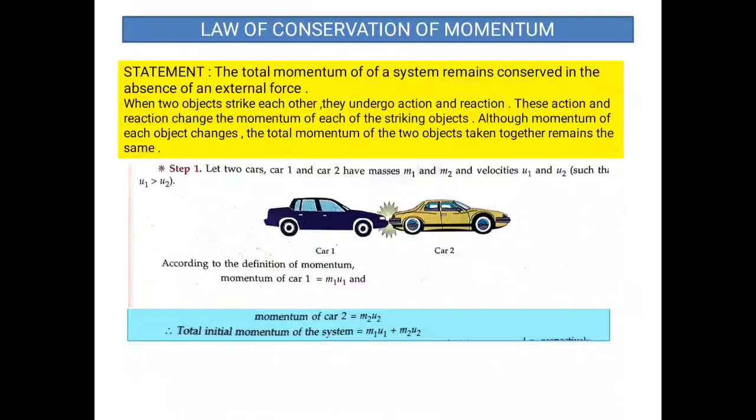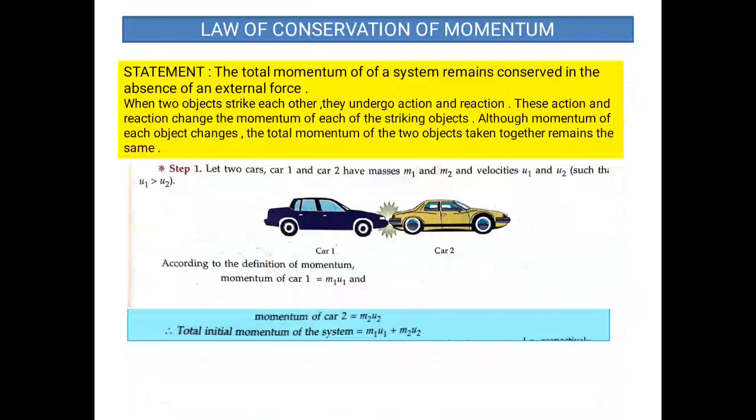Now dear students, the law of conservation of momentum. Try to learn the statement. The statement is: the total momentum of a system remains conserved in the absence of an external force. When two objects strike each other, they undergo action and reaction. This action and reaction change the momentum of each of the striking objects. Although the momentum of each object changes, the total momentum of the two objects taken together remains the same.